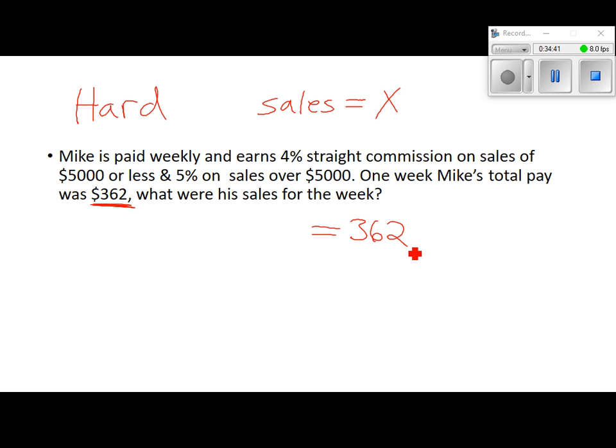Maybe it's not good to set up an equation. Maybe you guys would be better off just figuring it out. Try to figure it out. He sells $5,000 worth of merchandise. What's he going to make? Not 5%, sorry, 4%, right? So let's forget the equation. Maybe that's a bad way to do it. Let's just do this. 5,000 times what? What's his percent commission? Somebody help me out and do that.